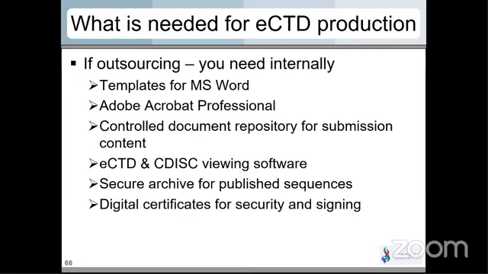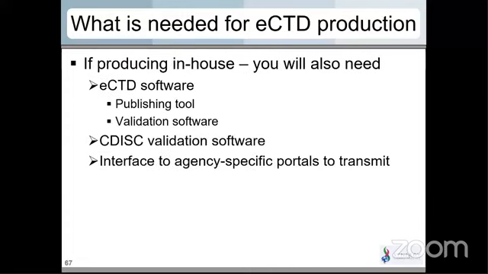If you're outsourcing to do eCTDs, you still need certain elements internally, and those include templates if you're going to use them, the Adobe Acrobat professional version, because you need to be able to convert documents into PDF format, a controlled repository to put your submission information so it doesn't change after it's been created, the viewing software, if you want to look at it internally, and then a secure location for your published sequences, again, so they can't be changed, and then the digital certificates that are necessary for security and for signing.